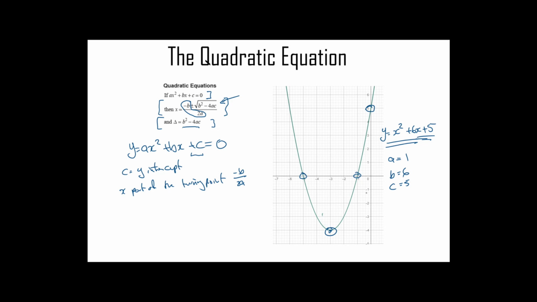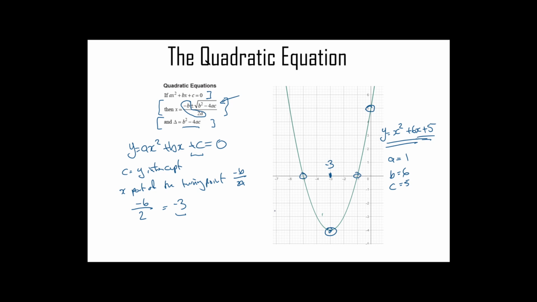So in other words, for this one here, minus b over 2a would be negative 6 over 2 times 1, which is negative 6 over 2, which is negative 3. And if we have a look, yep, sure enough, negative 3 is where we have the turning point. And if we put negative 3 into the original equation, we're going to find out what the y value for that turning point is going to be. So far, so good.